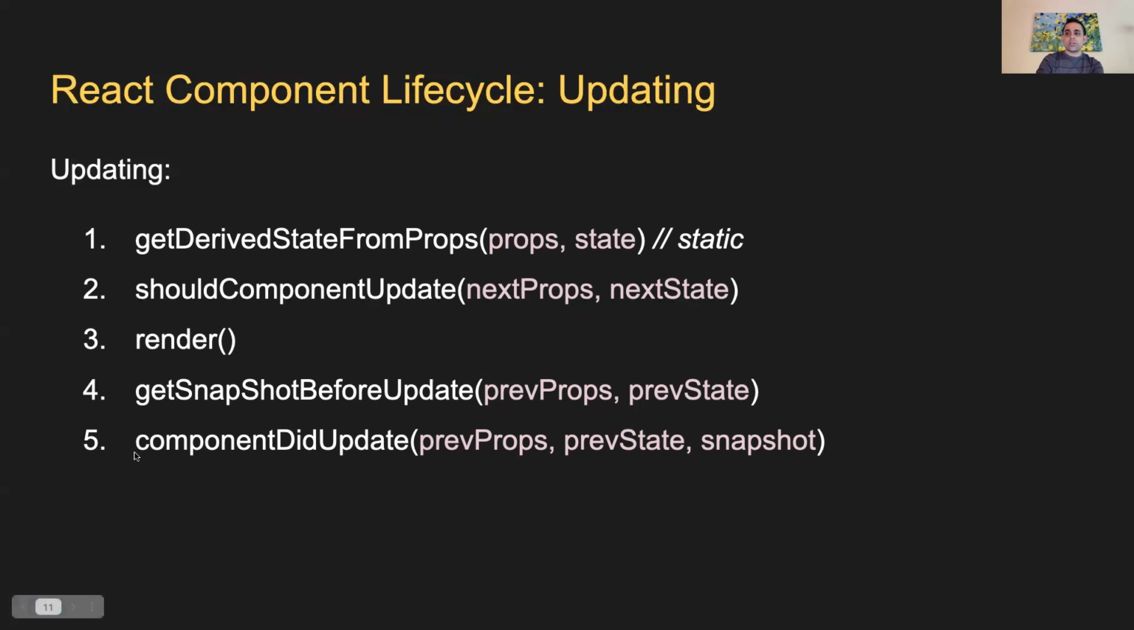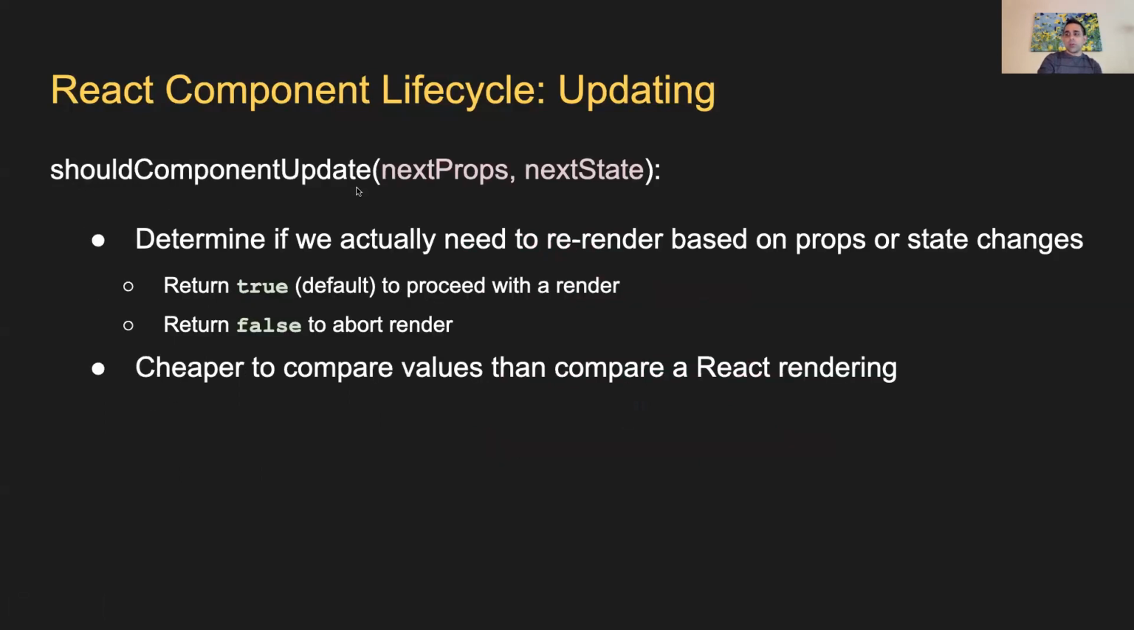All right, so let's talk about these methods a little more in detail. So shouldComponentUpdate, again, determines if we actually need to re-render based on props or state changing. Return true, which is the default, to proceed with a render, or return false if you don't want the render to go through. As I mentioned, it's cheaper to compare values in your application than for React to compare a new render versus the old render and determine what it needs to actually print out to the screen. So again, if you want to make your application efficient, especially if your rendering is really expensive, make use of this method so that you avoid doing unnecessary renders, and that can speed up your application.